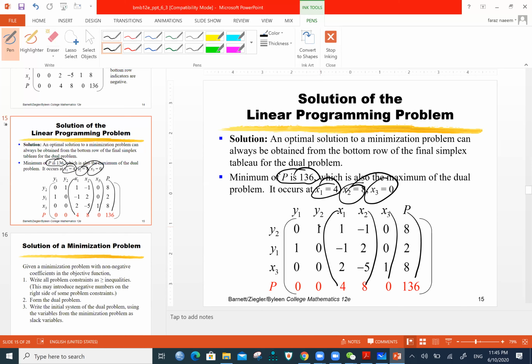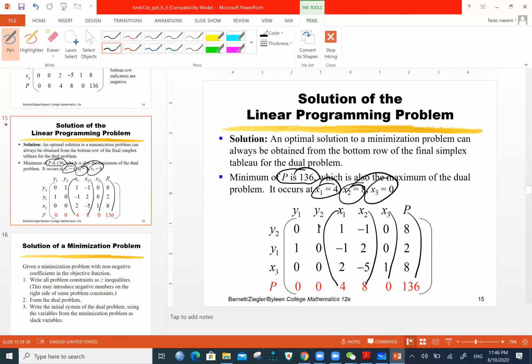How do we know that this is the solution, and when did we get the solution? Where do we need to stop? No, that I understand. That's when you have no negatives, when there's no negative in the P column in the bottom row.